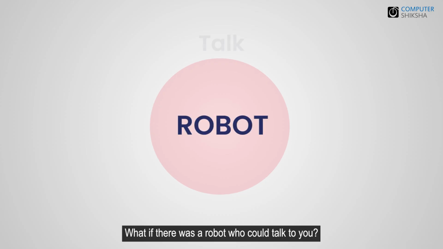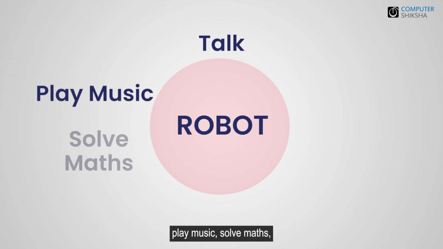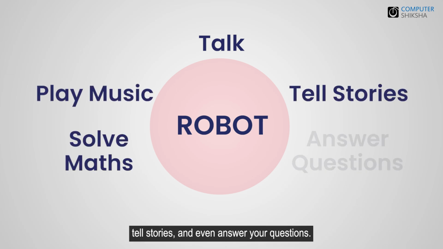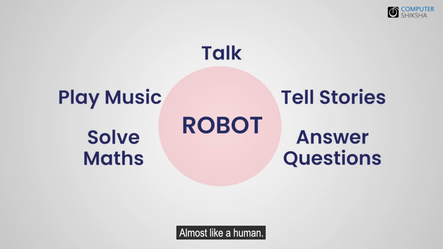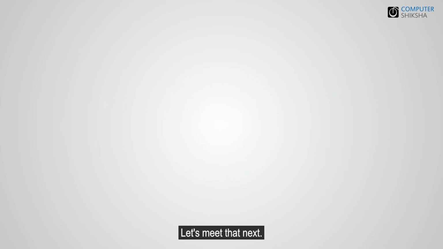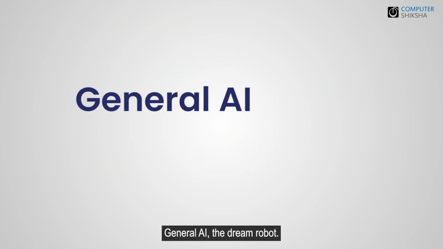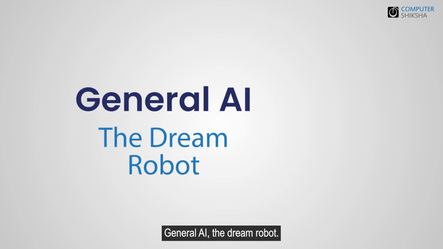But now, imagine something bigger. What if there was a robot who could talk to you, play music, solve maths, tell stories, and even answer your questions? That would be a very different kind of AI. Not narrow, but wide, almost like a human. Let's meet that next. General AI, the dream robot.